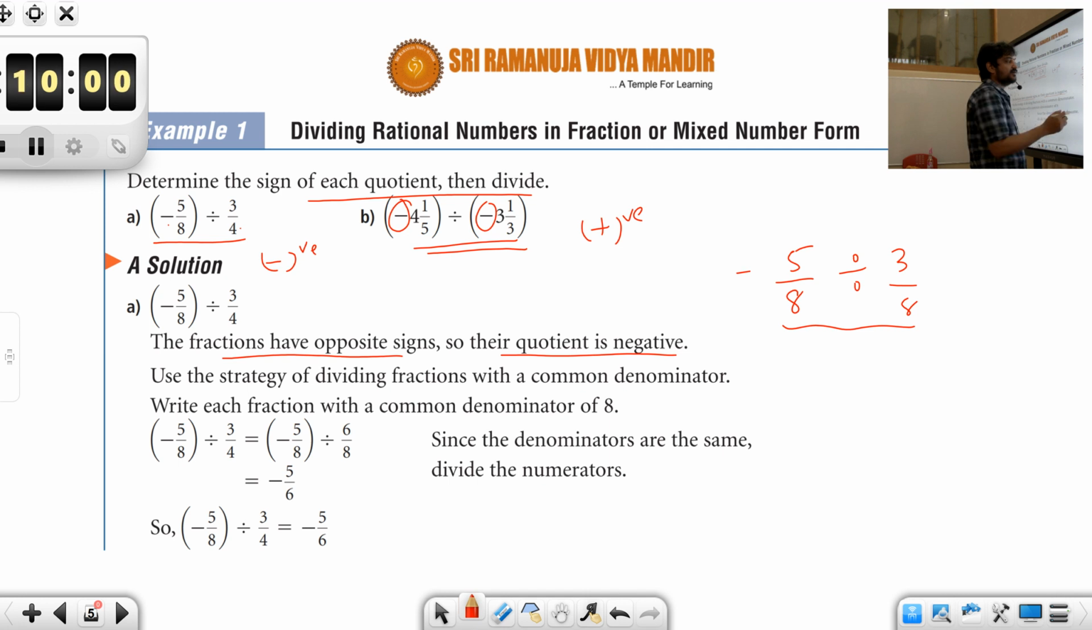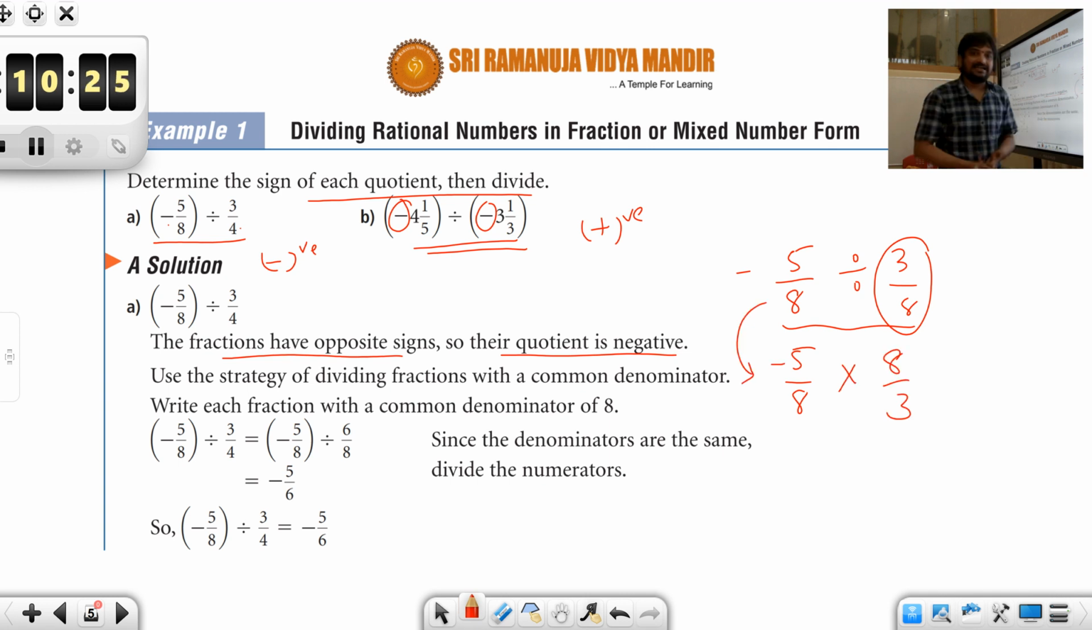How do we convert? Keep the first number as it is, and whatever number you are trying to divide by, write its reciprocal. What is the reciprocal of 3 by 8? 8 by 3. And in place of division, keep the multiplication sign. So, in this manner, you can convert a division problem into a multiplication problem. The second number with which you are trying to divide, you just write its reciprocal. And you know how to find the reciprocal.